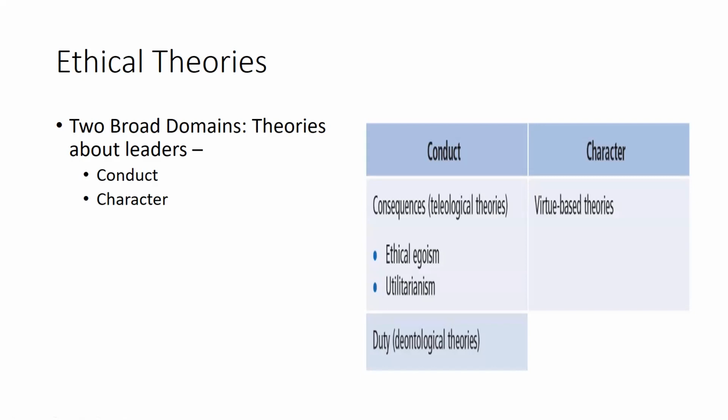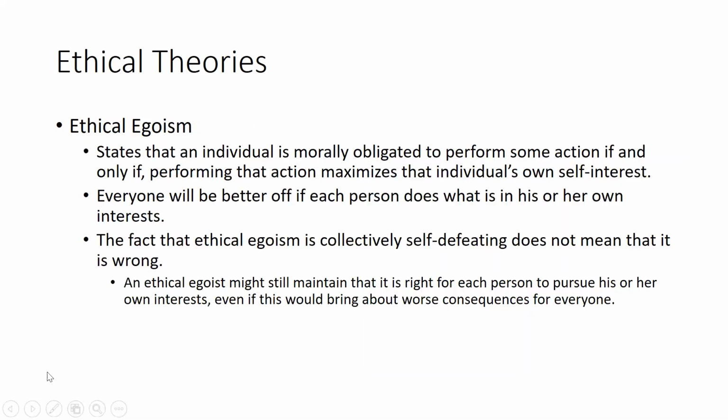We have the consequence-based, or what are called the teleological theories, and that's ethical egoism and utilitarianism, which I'll discuss in a minute. And then we've got the second component, which is deontological theories, from deon, which means duty in Greek. And then we'll look at the character or virtue-based theories in relation to ethics.